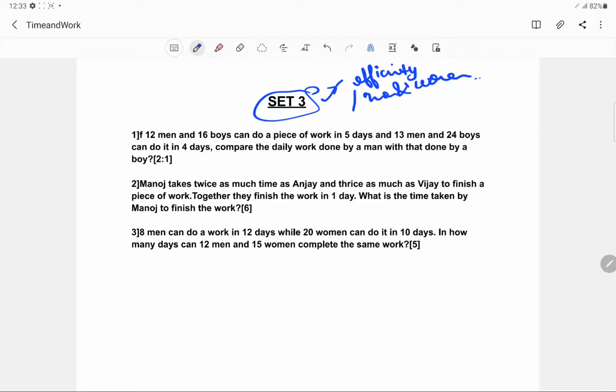Okay. So let's try and see this. It is very simple. Just try and see this. 12 men and 16 boys can do a piece of work in 5 days. 13 men and 24 boys can do it in 4 days. Compare the daily work done by a man with that of a boy.